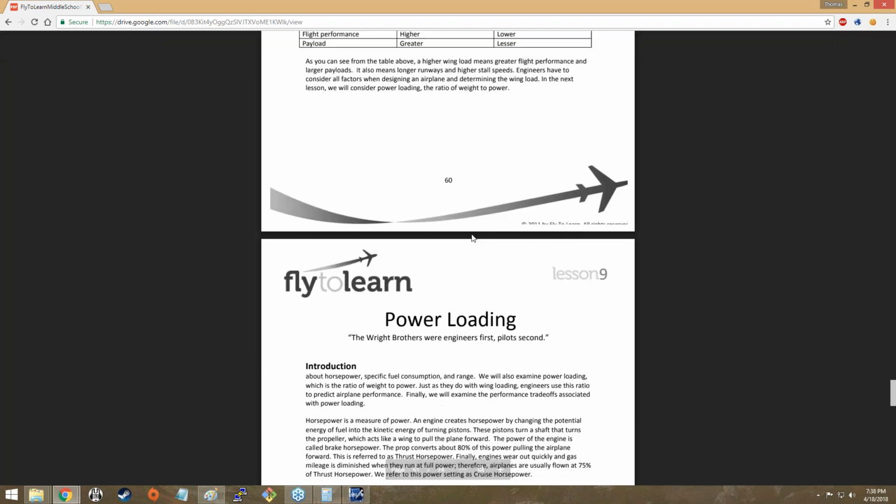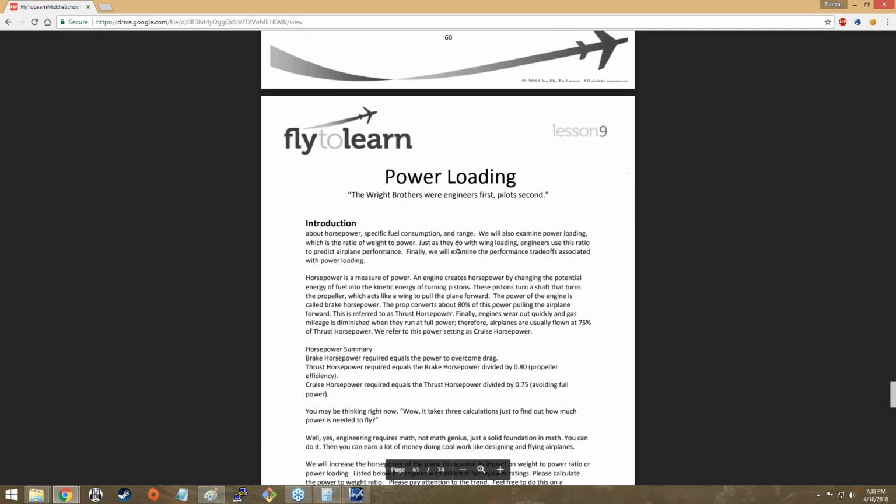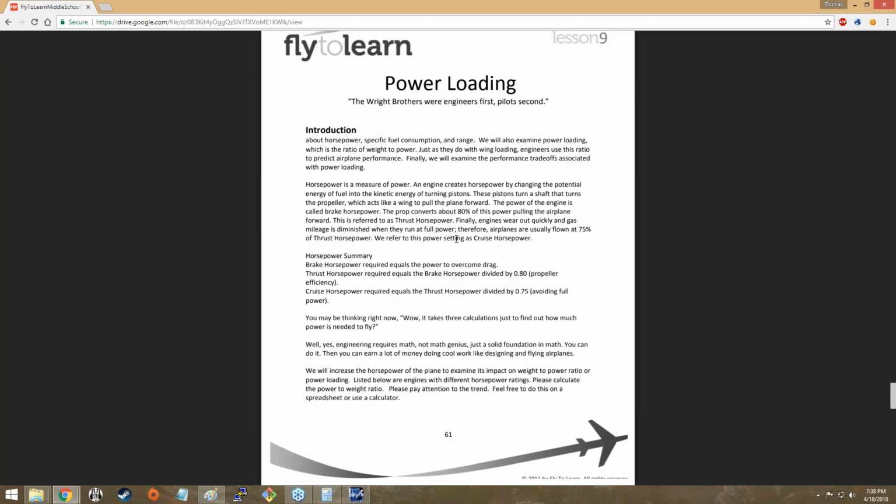But enough of that, let's talk about power loading. So power loading is about horsepower, specific fuel consumption, and range. Well, actually, okay, so fine. Power loading is the ratio of weight to power. Engineers use power loading, which is a ratio, to predict airplane performance. I realize I just said it's a ratio twice, but whatever. They use it to predict airplane performance.